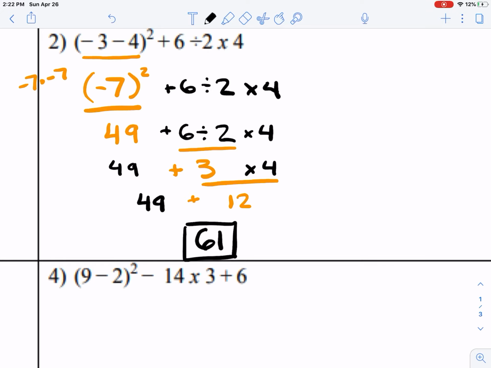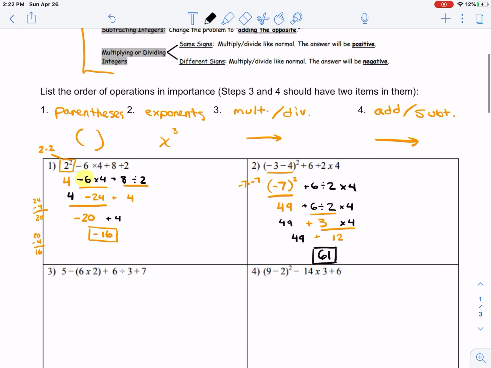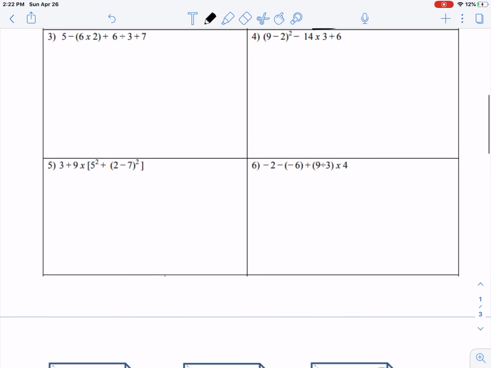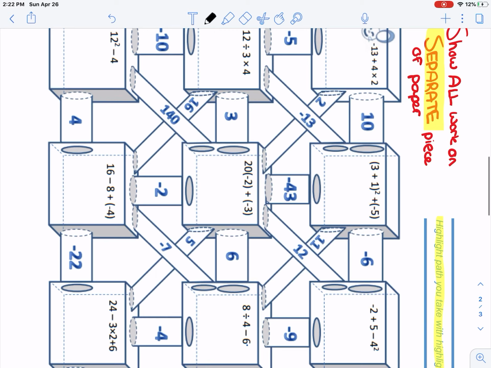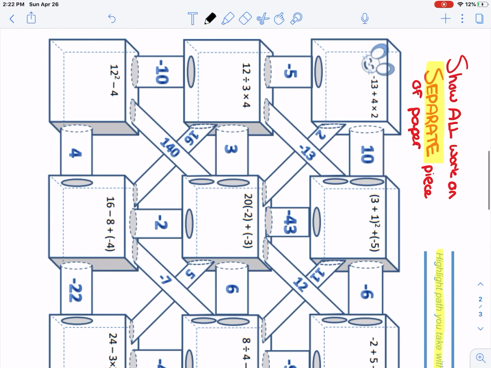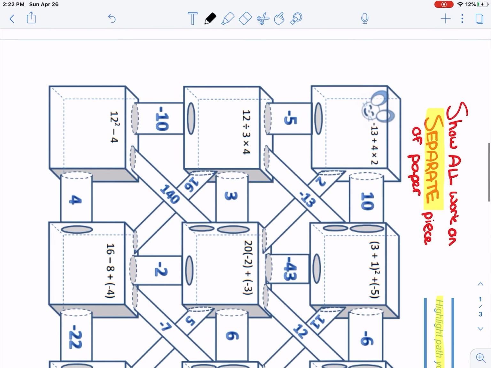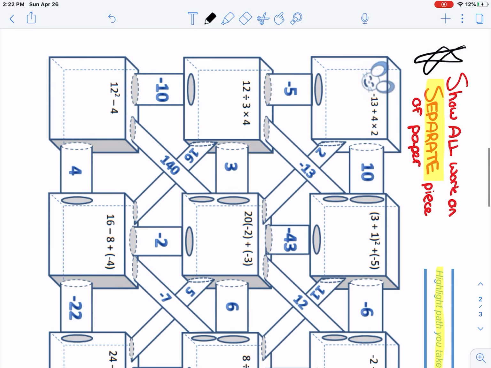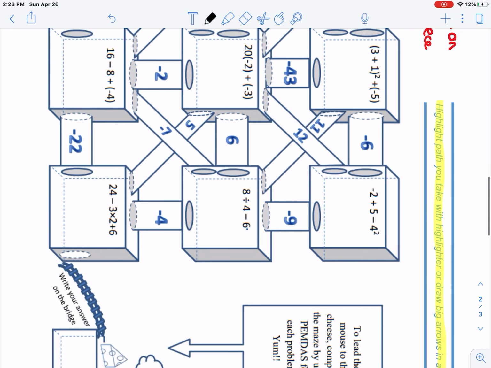Okay? So hopefully that gives you a little bit more idea of what we are looking for. So I'm going to have you guys go ahead and do 3 through 6 here on your own. And then you're going to complete, sorry, this is sideways, but you're going to go ahead and complete that maze. You're going to highlight it just like you did for your solving equations ones. But again, I want you to make sure that you're showing all of your work on a separate piece of paper. Do not do it on this maze. Otherwise, I'm going to have you resubmit it because it's going to get too cramped up. Okay?